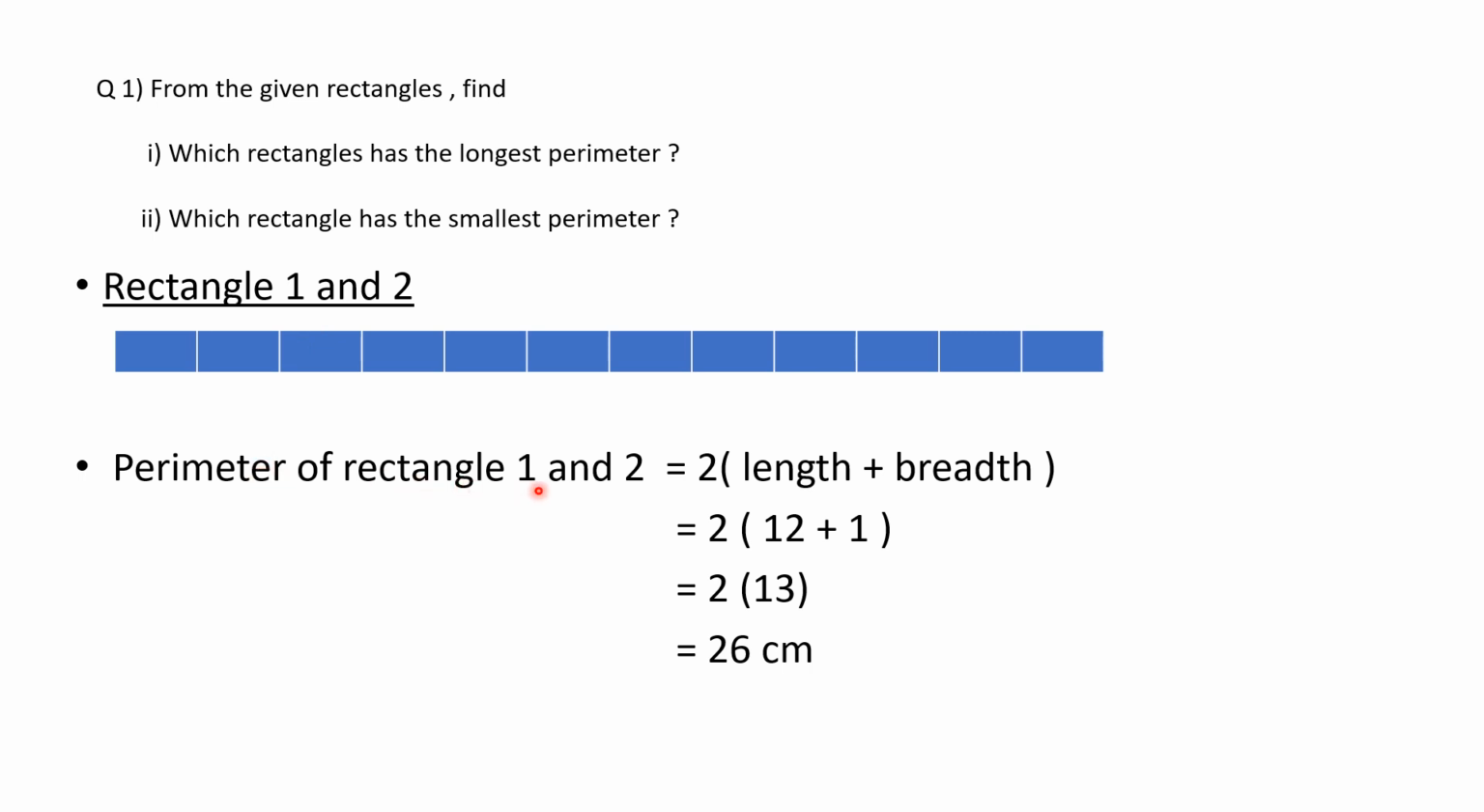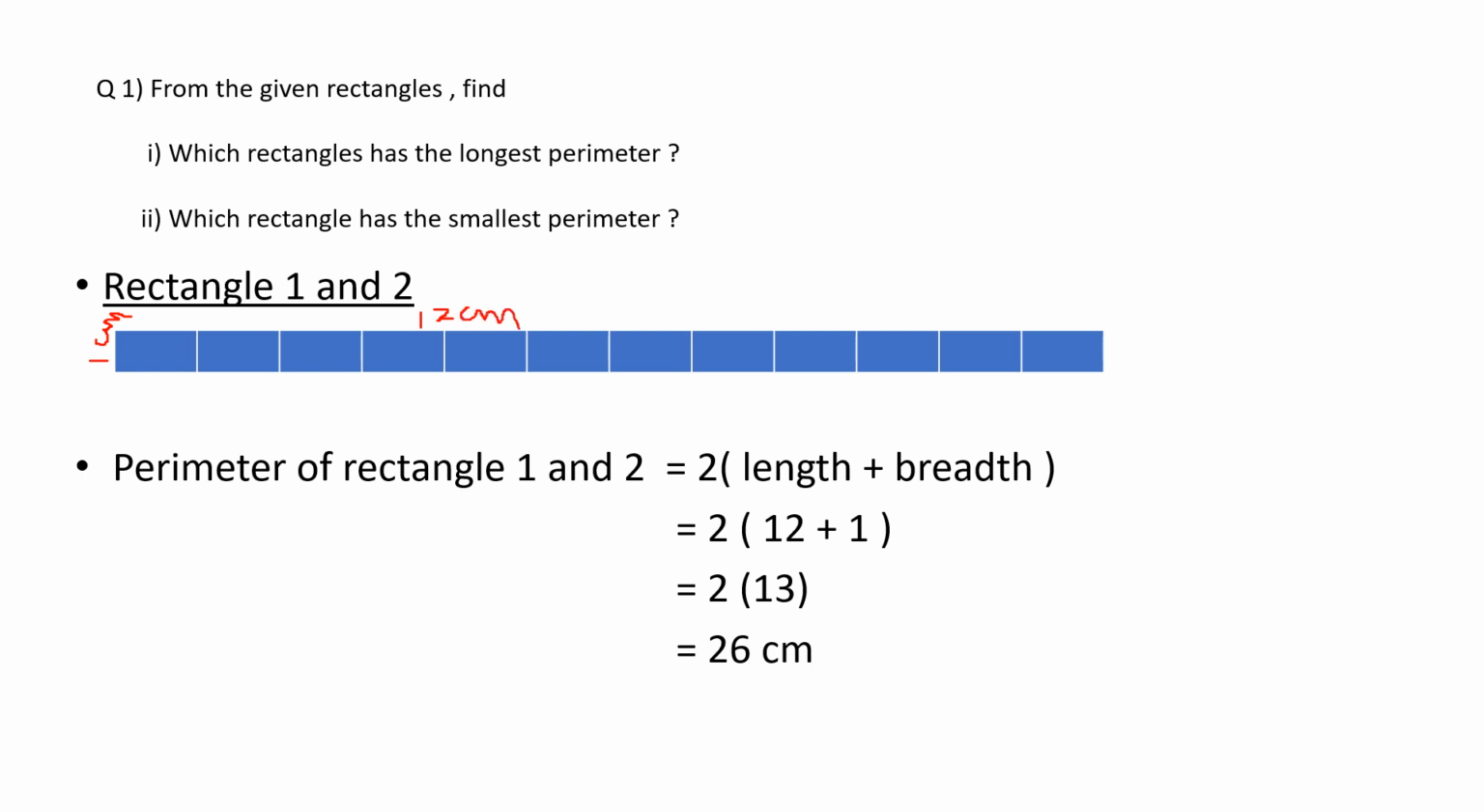So perimeter of rectangle 1 and 2. I already said in the notebook we are using the formula and solve. So you have to write the formula first. 2 bracket length plus breadth. So length, what is length here? 12. And what is breadth here? 1. Clear? So length is 12 because there are 12 squares. So this length will be 12 and this breadth will be 1 centimeter. Okay? And this is 12 centimeter.